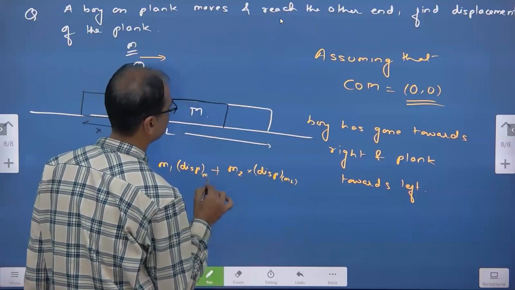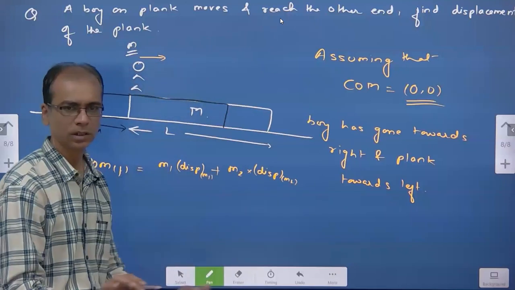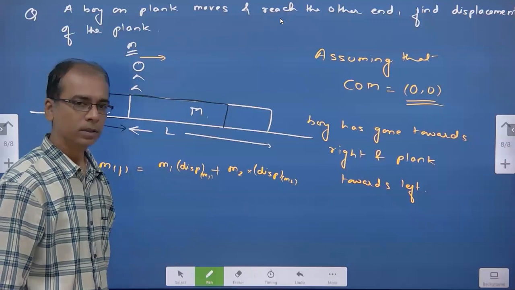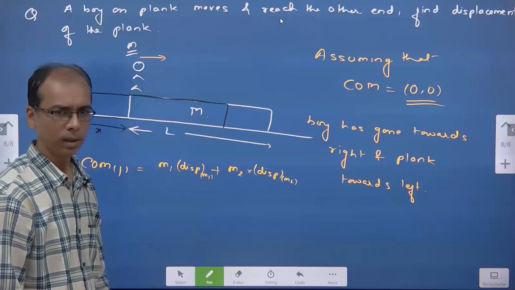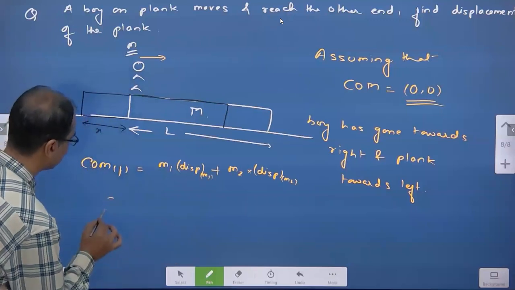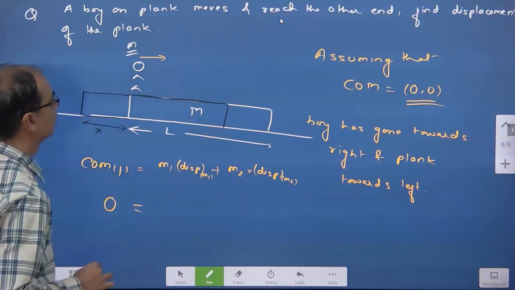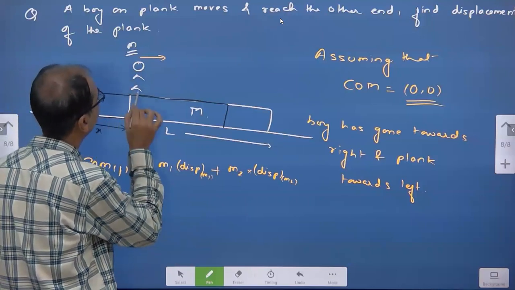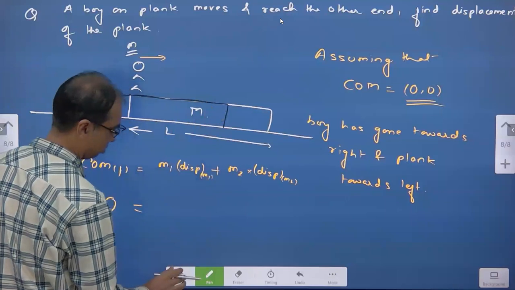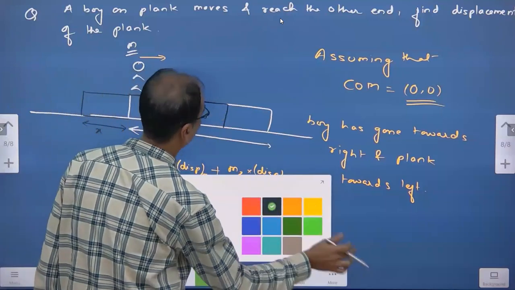Here M1. That's all. Nothing more. Shall we do? That's it. Over. So the center of mass is where? At 0. Now, what about this boy? Where is this boy now? This boy is here. Now the boy is here.